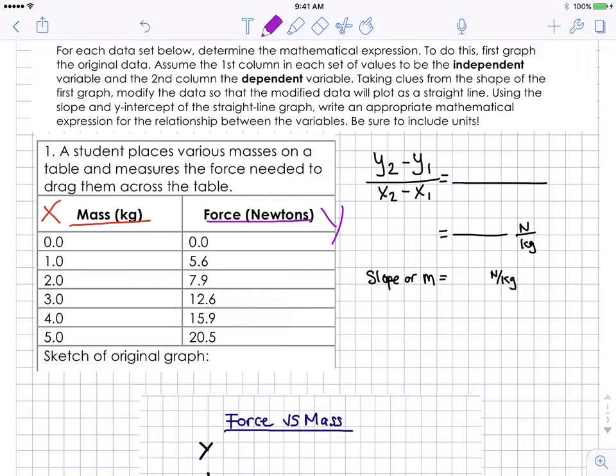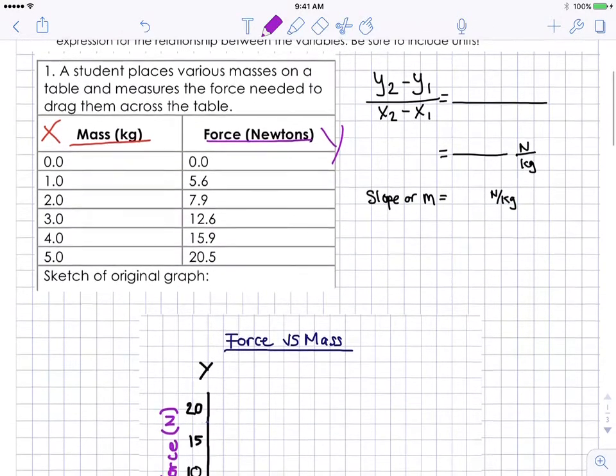Taking clues from the shape of the first graph, modify the data so that the modified data will plot as a straight line. This is just telling us to do a best fit line using the data points we put in our graph. Using the slope and y-intercept of the straight line graph, write an appropriate mathematical expression for the relationship between the variables. Be sure to include units. This is just telling us that we're going to move forward and we're going to make a mathematical model.